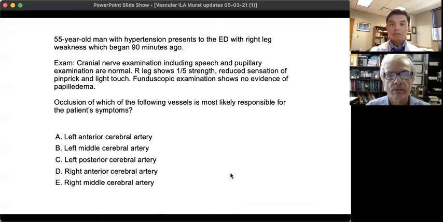All right, so let's keep going. So we had this patient who had right leg weakness. What do we think? What vessel do we think might be responsible for that? I think the answer is probably going to be the left ACA because of that right leg weakness.